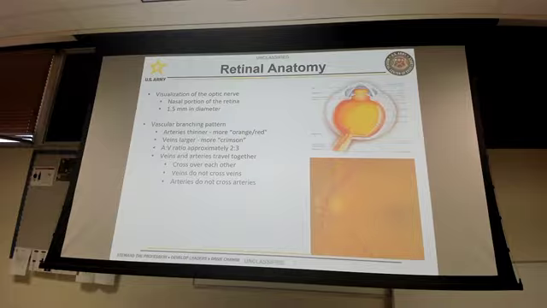it'll tell you that there's something going on vascular-wise. The arteries and veins are besties. They travel together, and they tend to cross over one another. So when you're assessing the back of the eyes, you won't see a vein crossing over a vein, and you won't see an artery crossing over an artery.